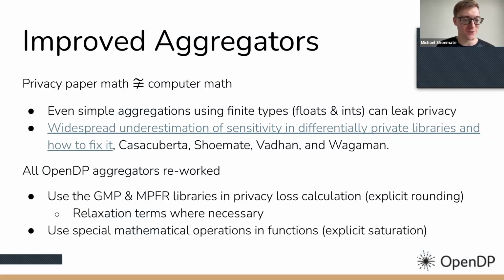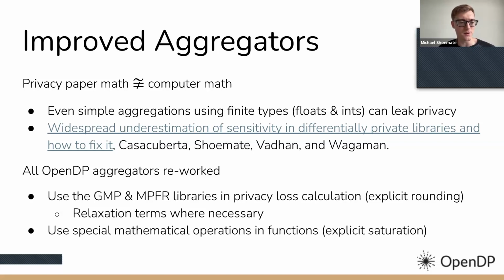Fantastic. All right, I'm ready to go. So first thing I want to mention is improved aggregators. I'm sure everyone is aware that privacy paper math is not equal to computer math. When you start representing calculations with finite data types, you have totally different sensitivities. And so this is from work on a paper joint with Sylvia Casacuberta, Connor and Salil, talking about how libraries tend to underestimate sensitivity.